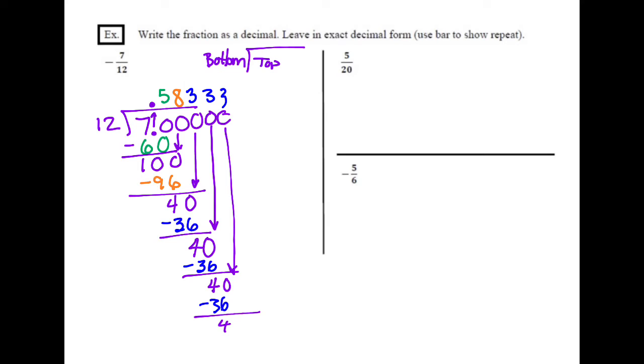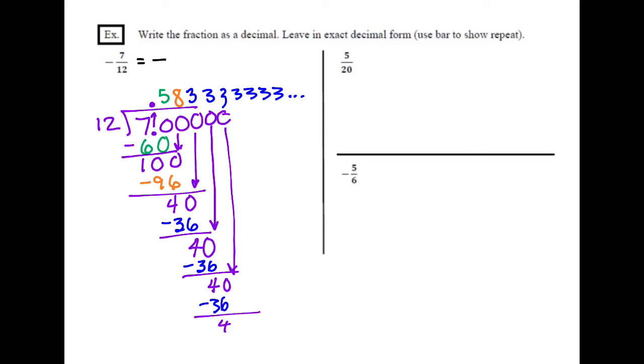Okay, so those 3's are going to continue. It'll be a 3, a 3, a 3, and you will never be able to get to the end. Okay, so that's what they were talking about up here. Use the bar to show the repeat. So the actual answer, let's write it up at the original here, is negative, because they're negative.